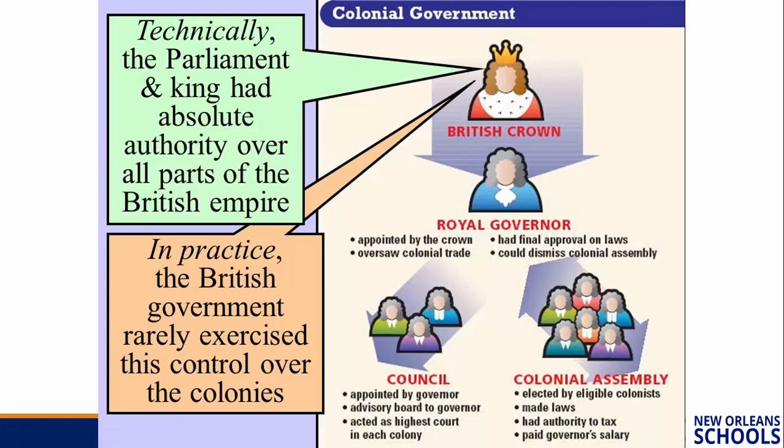So here's a little bit what the colonial government structure looked like. Technically, the king was in charge of everything. So like if he told the colonies to do something, they had to do it. But for the most part, the king would allow the colonies to kind of run themselves. So there would be a royal governor, a council, and a colonial assembly in most of the government.